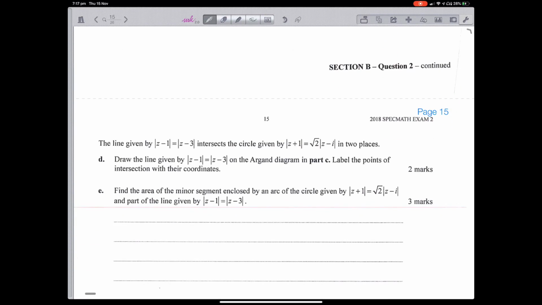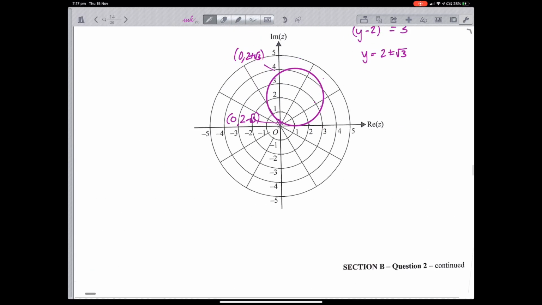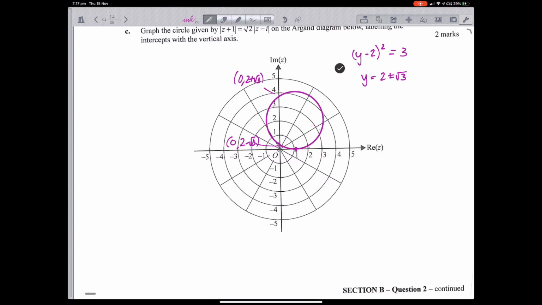Okay. Given the line between z minus 1 and z minus 3 intersects the circle given by z plus 1 in 2 places, draw the line given by that. Okay, so z equals 1 is a point there, and z equals 3 is a point there. So the line that intersects is going to be this. That line is going to be there. That is our perpendicular bisector of those 2 points, which you know is what the locus of that other thing was. Okay, so that is x equals 2.